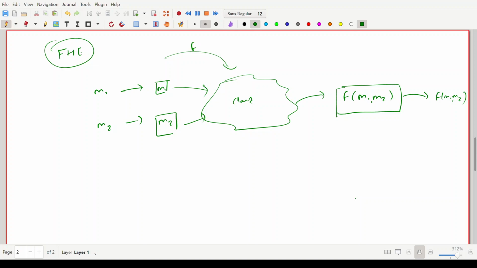Let us see what an FHE scheme is in simple terms. I'll write everything down. It has only 4 algorithms, or in some cases 5. That is setup, key generation, encryption, decryption, and evaluation. This is your scheme, so it is a 5-tuple. Let us see one by one what they are.